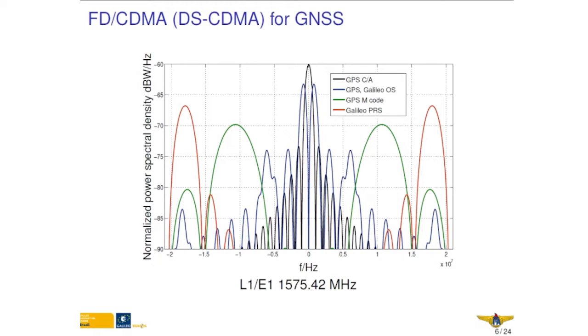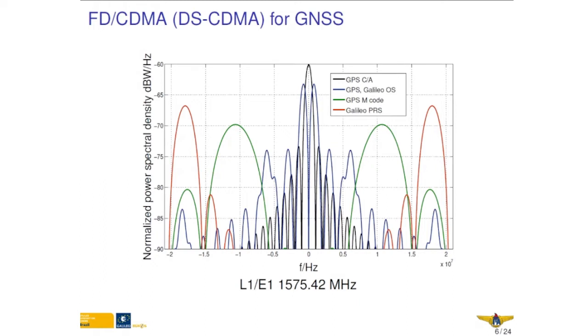This is just an example of the L-band. There are many more signals present in this band, but we can see here as an example how the GNSS providers try to separate their signals spectrally.